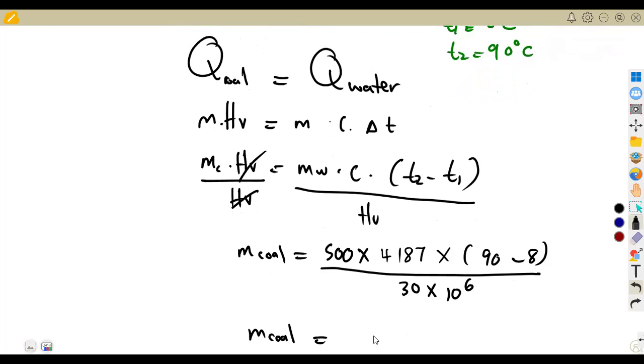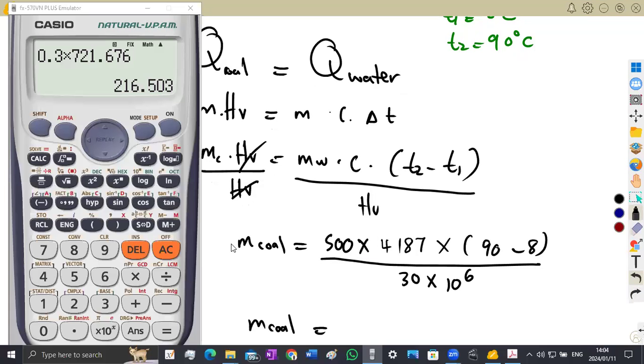So this is it. Let us have it. As we can see here, guys, you can see that our answer is going to be in megajoules there, because these are mega. Let us just use our calculator, no problem. So that's a fraction: 500 times 4,187 times (90 minus 8) over 30 times 10 to the exponent of 6.